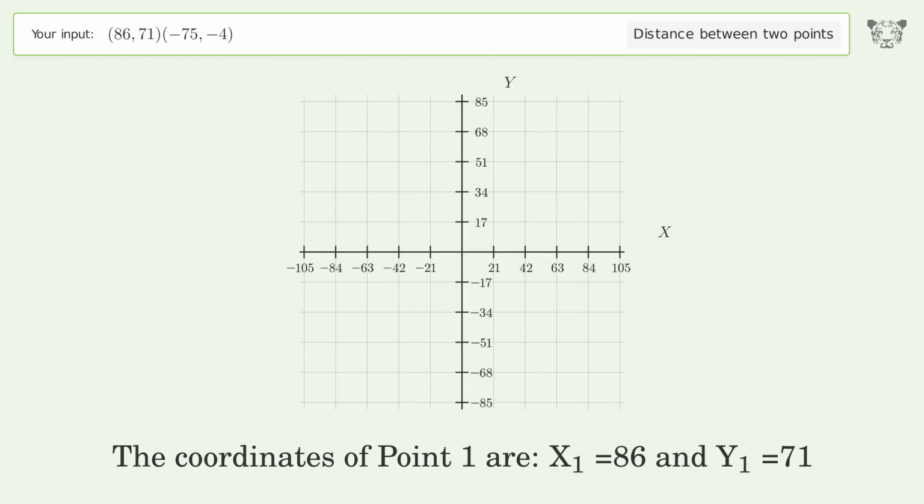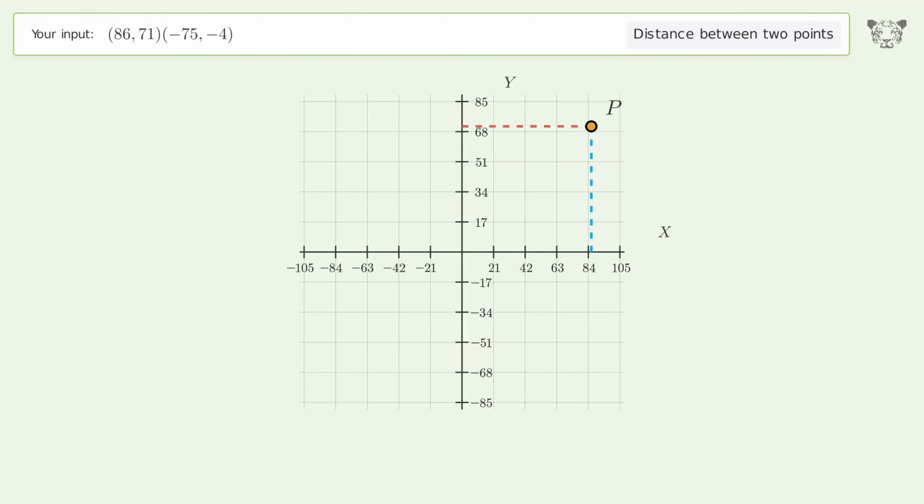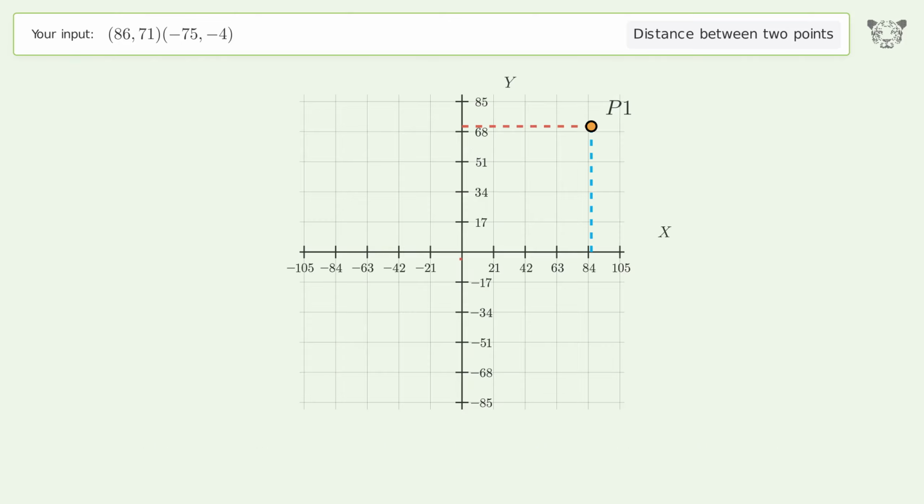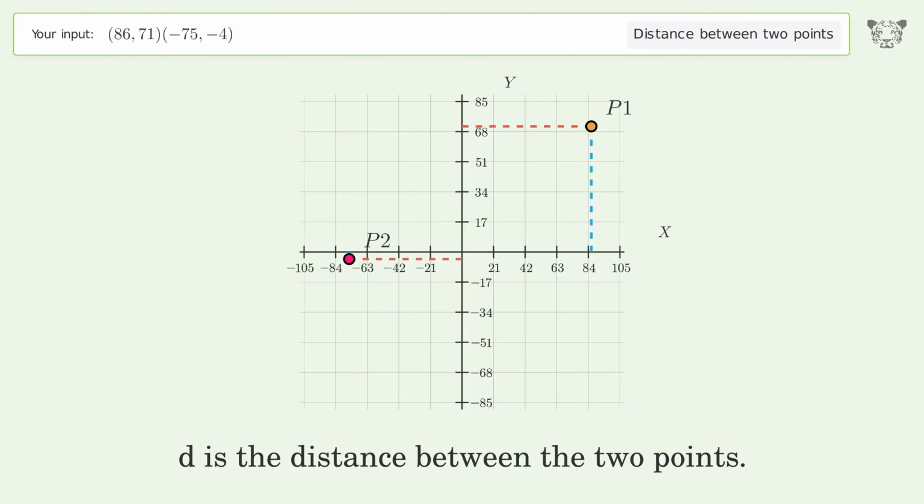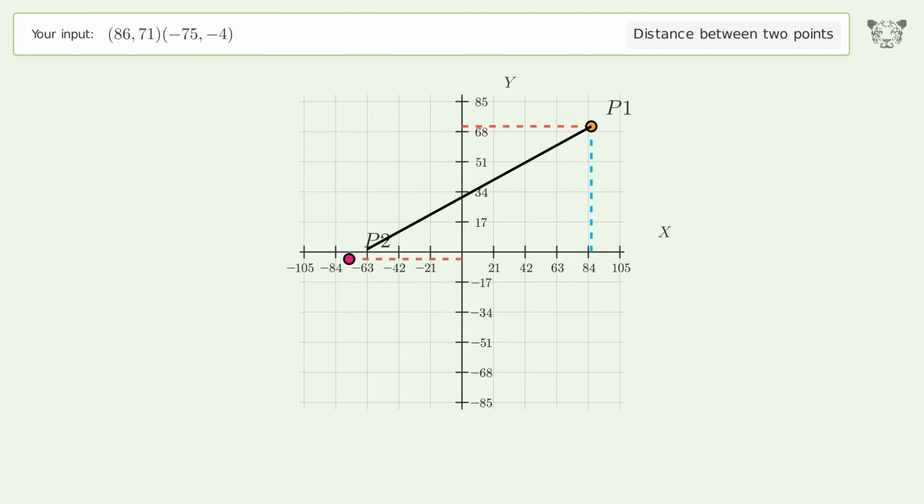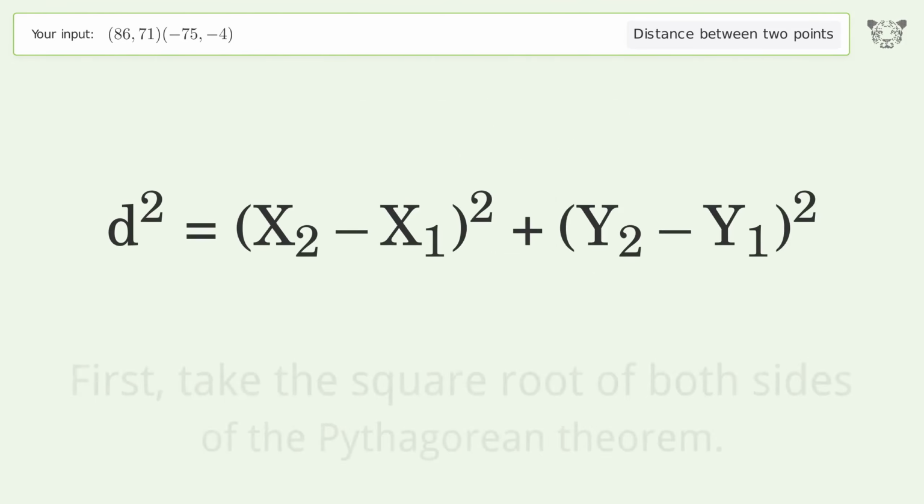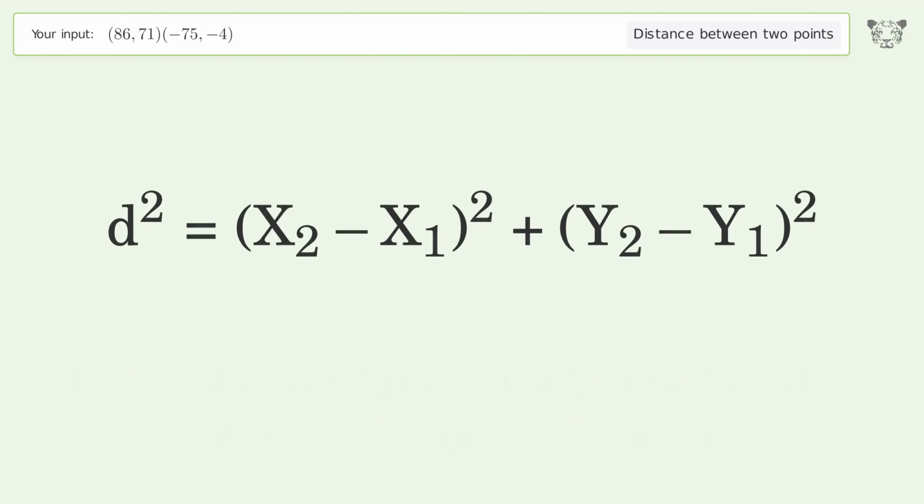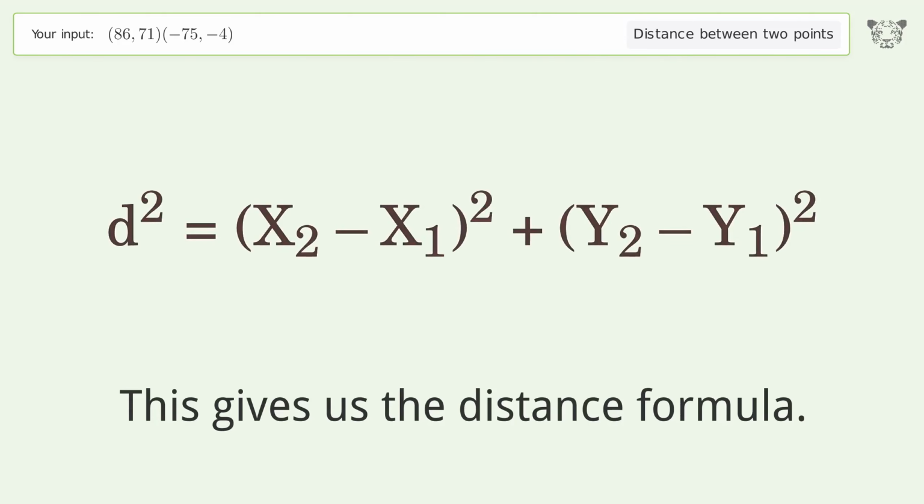The coordinates of point 1 are x1 equals 86 and y1 equals 71. The coordinates of point 2 are x2 equals negative 75 and y2 equals negative 4. D is the distance between the 2 points. First, take the square root of both sides of the Pythagorean theorem. This gives us the distance formula.